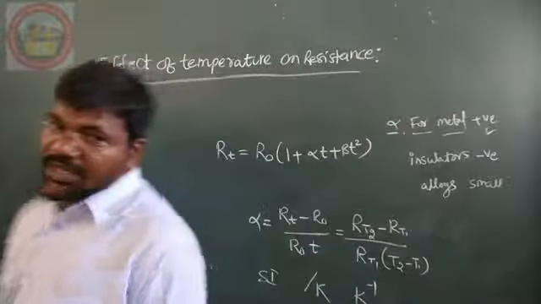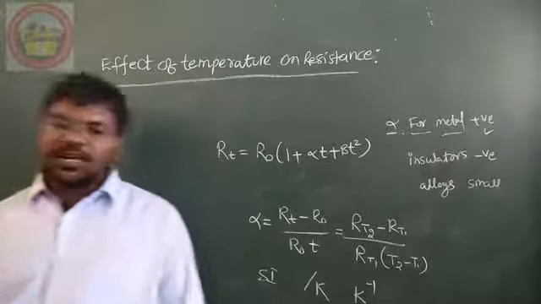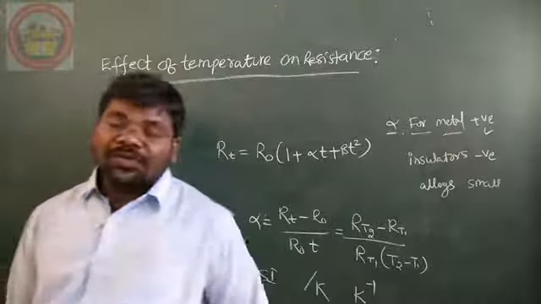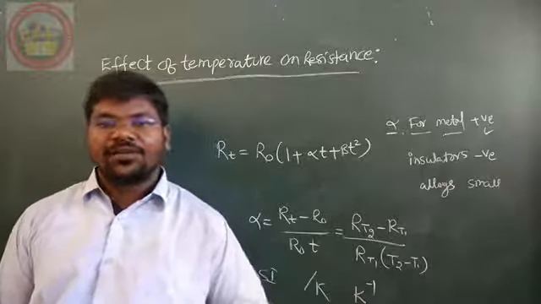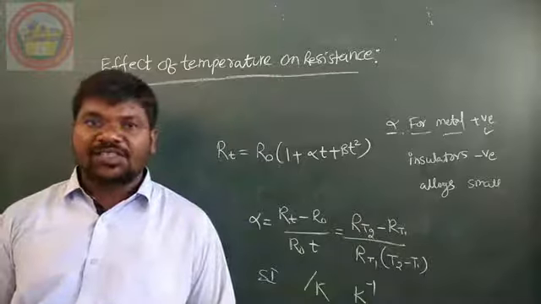So what is the temperature coefficient of resistance? It is denoted alpha, which is defined as the change in resistance per original resistance per change in temperature.